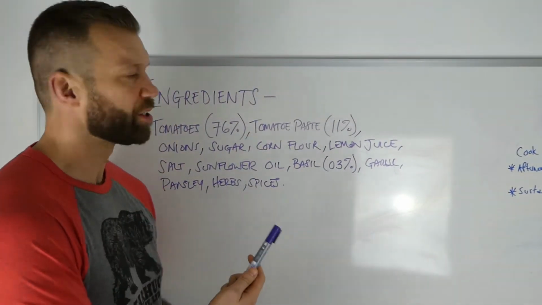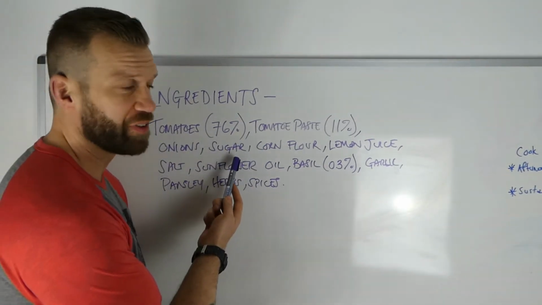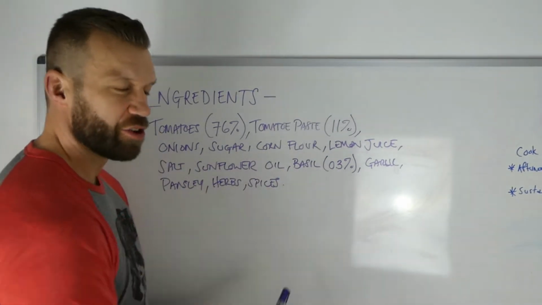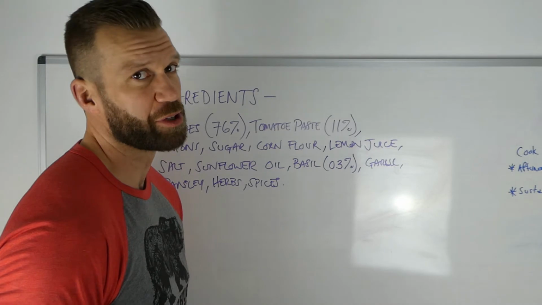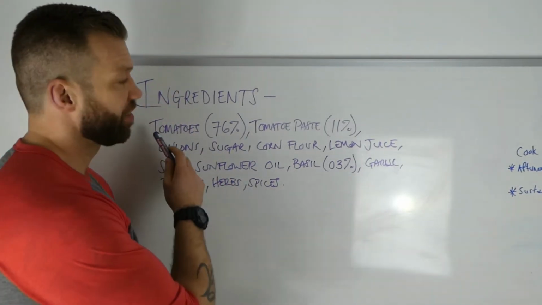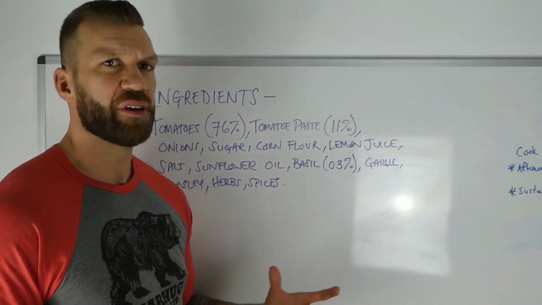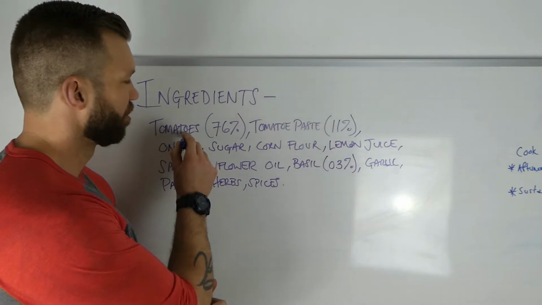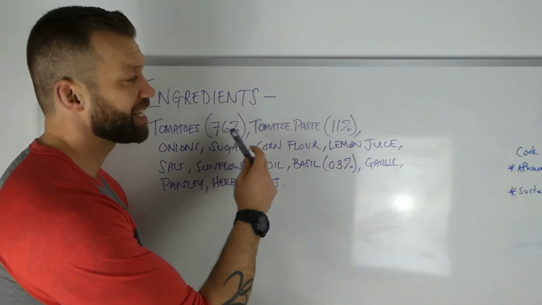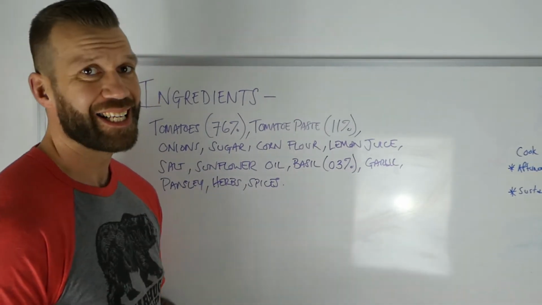So this is a pasta sauce. Ingredients: tomatoes, sometimes it will say in brackets how much of it there is, so 76%, tomato paste 11%, onion, sugar, corn flour. All pretty generic stuff that you expect from tomato sauce. The key thing to look at is the order that these ingredients come in. The majority of the food is going to be the first one. In a tomato sauce, you would expect to see tomatoes. But as the amounts of ingredients get smaller and smaller, the further down the list they come.